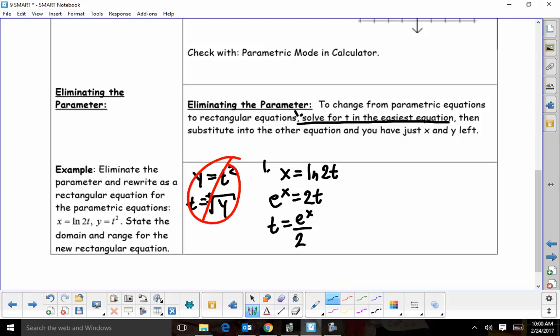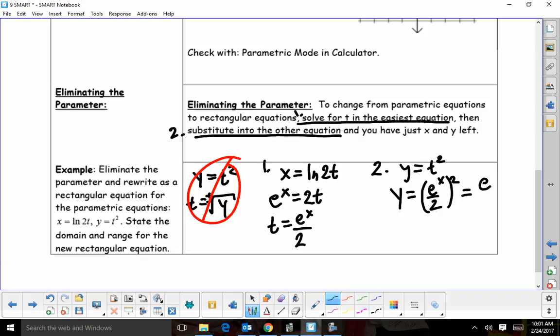Everybody good? Then it says, then substitute into the other equation. So now we're on step 2. So we're going to take the other equation and substitute in our t. And if you want to simplify, great. All right.